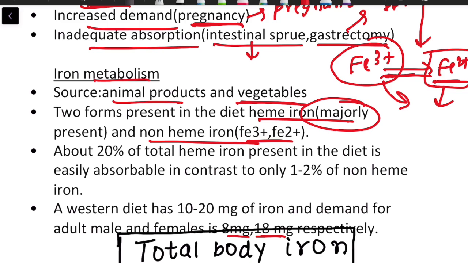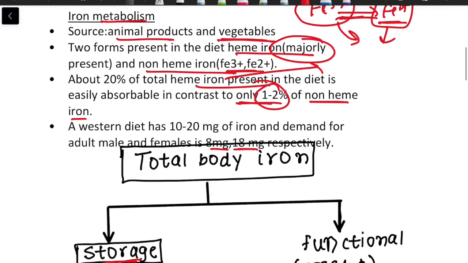About 20% of the total heme iron is very easily absorbable. In contrast, only 1 to 2% of the inorganic iron, or the non-heme iron, is absorbable. For example, if the total heme iron is 100 milligrams, then out of that, 20%, or 20 milligrams, is easily absorbed. The rest, 80, will be excreted. But if the inorganic form of iron is given in the diet, then only 1 to 2% is absorbed readily. Now I will give the explanation of why this happens later.